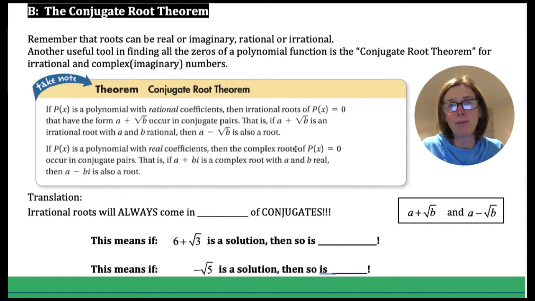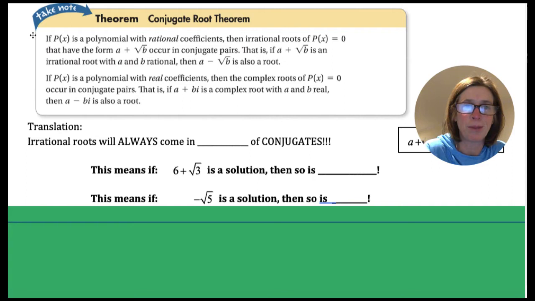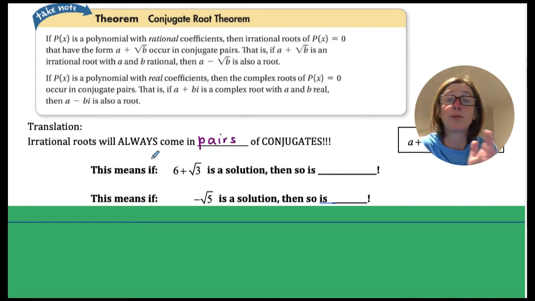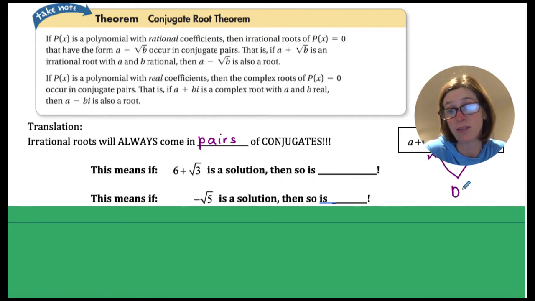Basically, we have to remember that conjugate roots come in pairs, no matter what. So the translation of all the book mumbo jumbo is that irrational roots will always come in pairs of conjugates. So remember, irrational roots are any radical that is not a perfect square, or it could be imaginary. So basically it says that if a plus root b is a root, then a minus root b is a root. Remember, these resemble the difference of two squares.